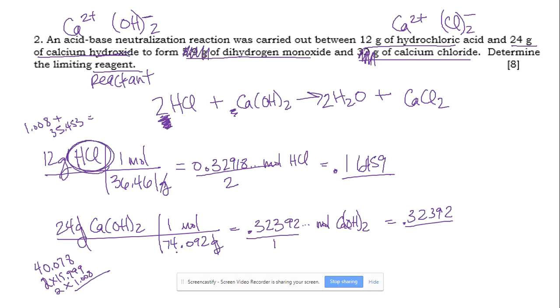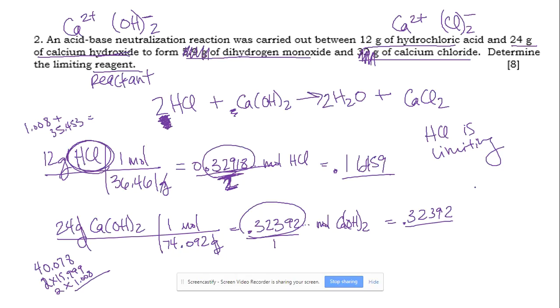Hydrochloric acid is my limiting reactant. That's because when I look at that ratio, even though here I had more of the hydrochloric acid, in my equation I actually need twice as much hydrochloric acid as I need calcium hydroxide. And this is not twice as much, which is why I divided by 2. So I don't have to worry about the "is it twice as much" part. Now I can do a more fair comparison. I have a lot less hydrochloric acid. HCl is limiting.